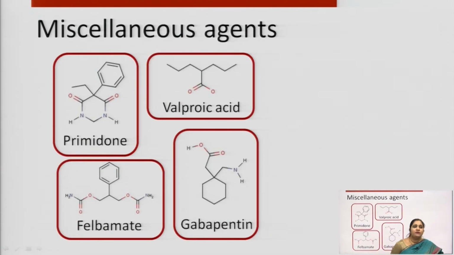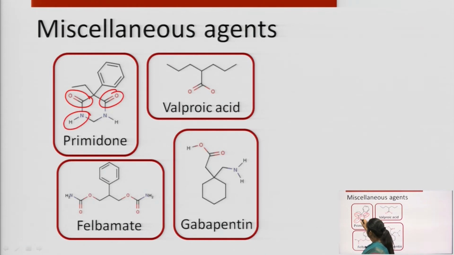There are some miscellaneous agents: primidone, valproic acid, felbamate and gabapentin. These are the important miscellaneous agents, in which we can clearly see two ketonic groups and two NH groups in the case of primidone. These are the most essential part of this structure.